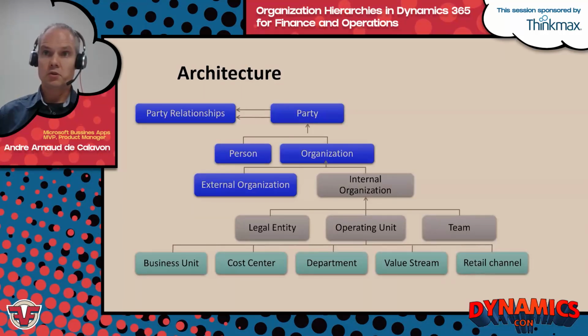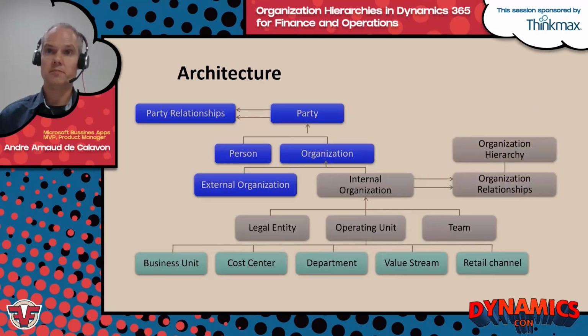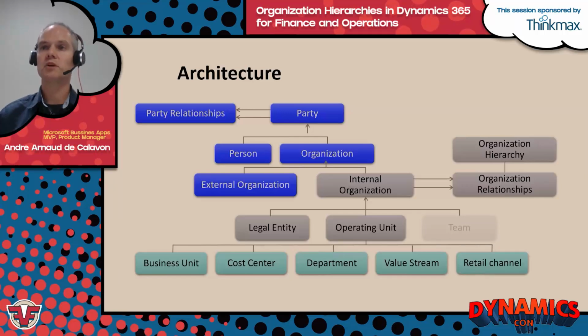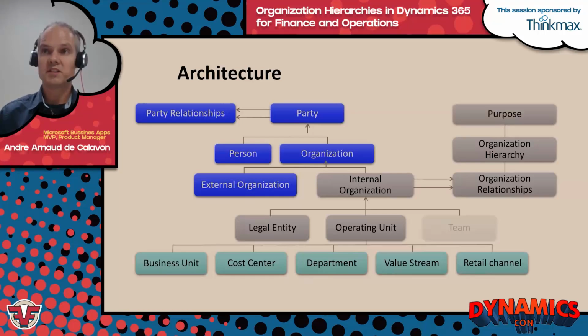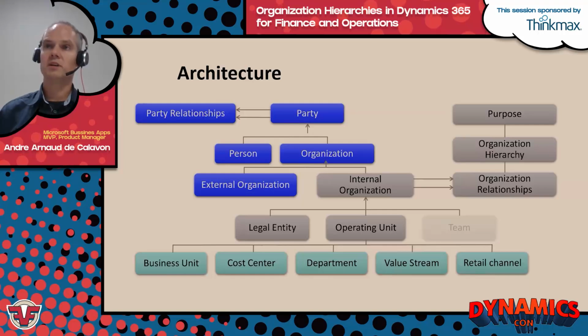Now, when we now know about the concept of internal organization, which could be a legal entity, operating unit, or a team, then we can talk about the relationships between the internal organizations, and those can be defined in a certain organization hierarchy. But not all of them. The teams will be faded out because that is not an operating unit or not an internal organization which can be used in an organization hierarchy. If we have defined all the relationships, we can also tell what is the real purpose of an organization hierarchy.